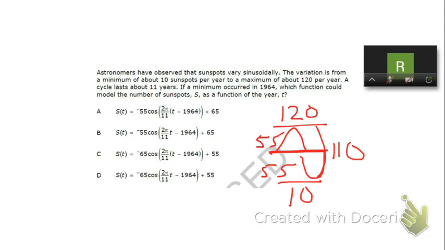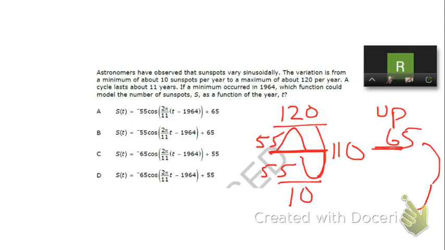So which one has an amplitude of 55? We know my midline, the middle line here, is going to be what we're shifting up or down. My midline is going to be 10 plus the 55, which is 65. That is my up or down. Well, actually, it's just up on this one, so I'm not even going to put it down. So this is just up 65. So you see, we want to add 65 to the whole thing.